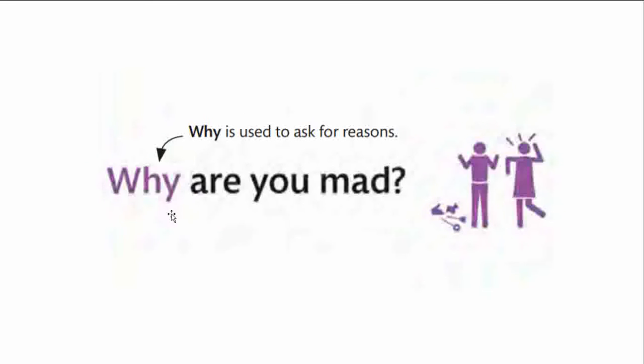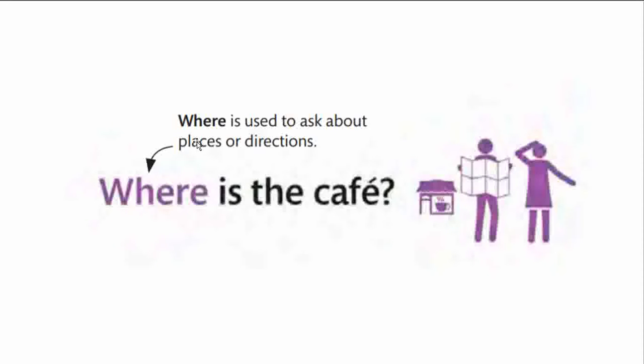Why? Why is usually used to ask for reasons. Why are you mad? Why did the water freeze? Why? You ask for reasons. The next is where. Where is used to ask about places or directions. Where is the cafe? Where is the school? Where is it located? So where is used to ask about places or directions.